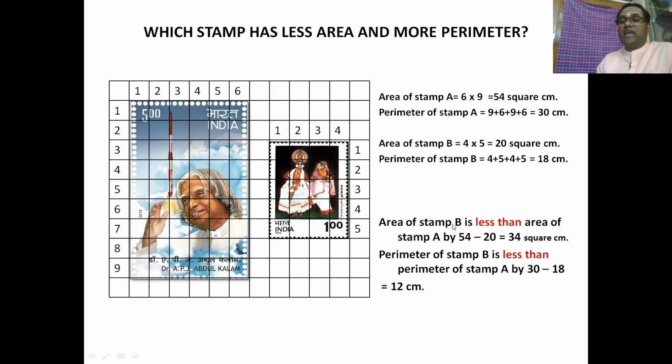Now when we compare, the area of stamp B is less than the area of stamp A. By how much? Again we have to subtract the areas. So the area of stamp B is less than the area of stamp A by 54 minus 20, that makes 34 square centimeter. And the perimeter of stamp B is again less than the perimeter of stamp A by how much? You have to subtract 30 minus 18, that is 12 centimeter.